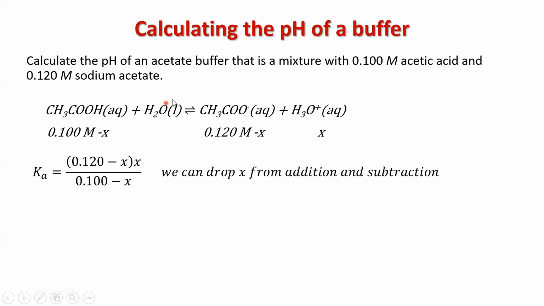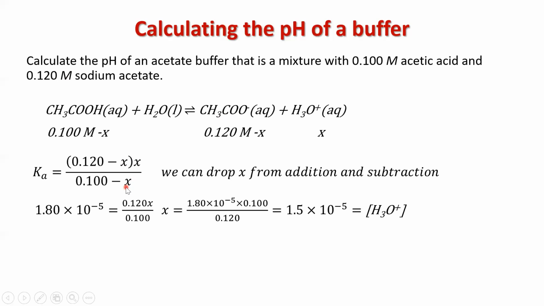Now, when we write our Ka expression, it's still products over reactants raised to the power of the coefficient in the balanced equation. So 0.120 minus X times X divided by 0.100 minus X. We're figuring out that K expression the same way. Now, this is a weak acid, and this is the conjugate base of a weak acid, so this is a weak base. That means this X and this X here are insignificant. The Ka for acetic acid, you'd be given this, is 1.80 times 10 to the minus 5. You look this up on a table.